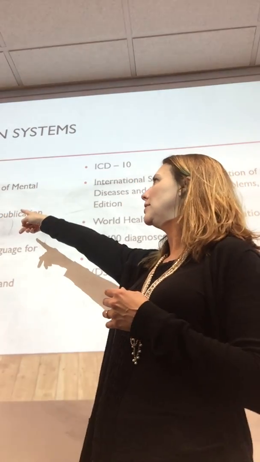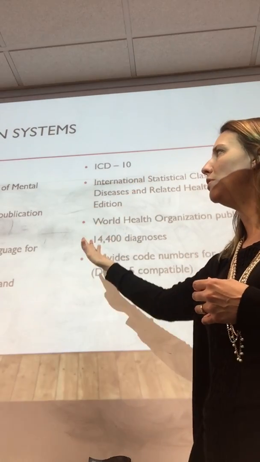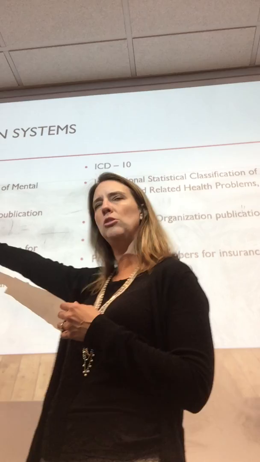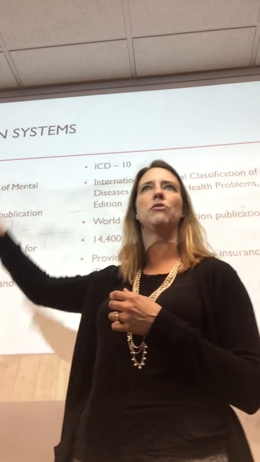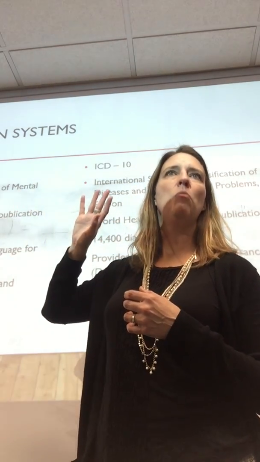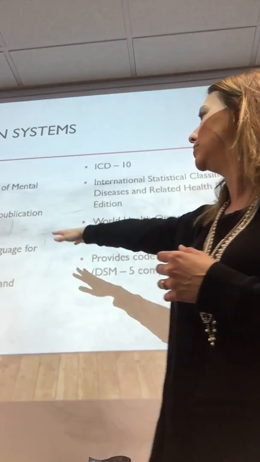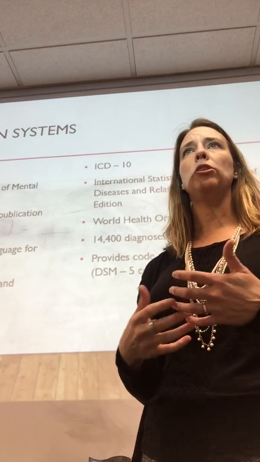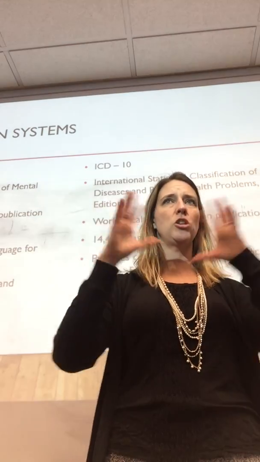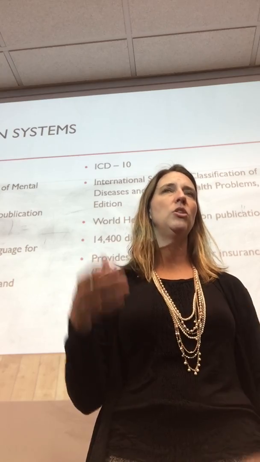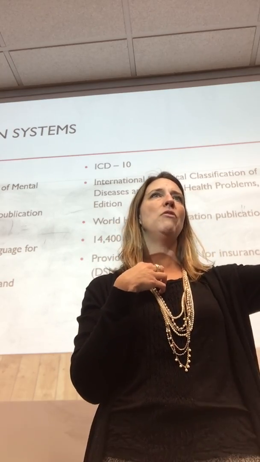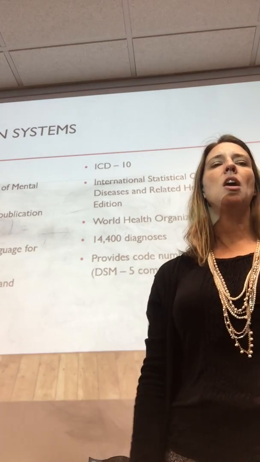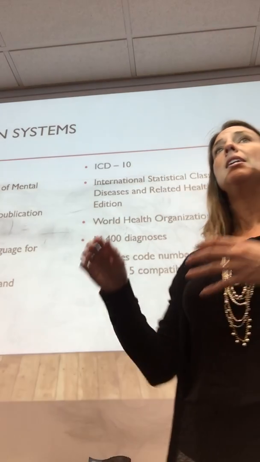DSM stands for the Diagnostic and Statistical Manual of Mental Disorders, 5th edition. It's published by the American Psychiatric Association, and it includes about 265 diagnoses. It has some things for future study, but about 265 different diagnoses. It's a standard and common language, so this is what we use to talk about mental health disorders. This is how we structure our language so that if I say schizophrenia, you have a working knowledge of what that is, right? And it's commonly taught in graduate and undergraduate programs.